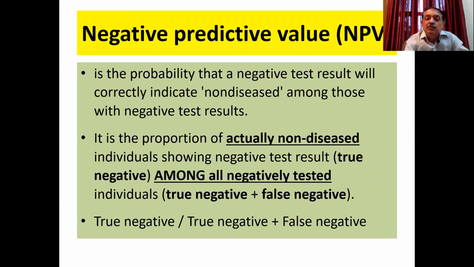Same way, negative predictive value is also the probability of getting the negative result, which is correctly identifying non-disease people among those with negative test result. All the negative tests, whether it is true negative or false negative, how many true negative we have identified. So it is the proportion of actually non-diseased individuals showing negative test results, that is true negative, among all negatively tested individuals, that is true negative as well as false negative. So true negative out of all the negatively tested individuals, true negative and false negative.